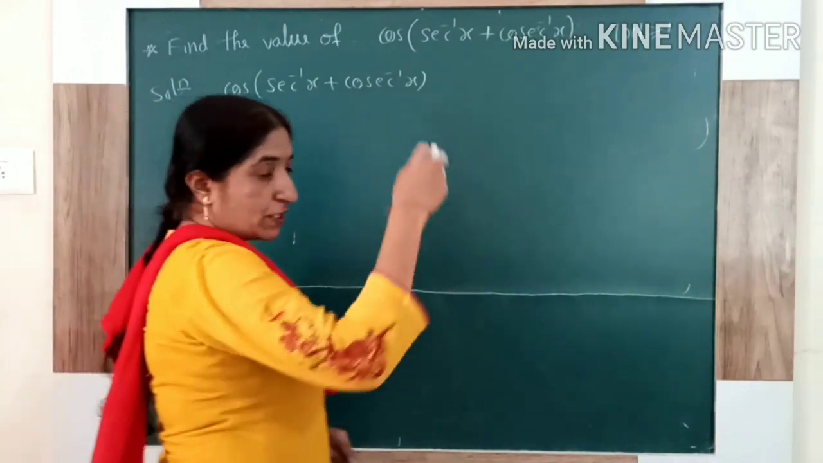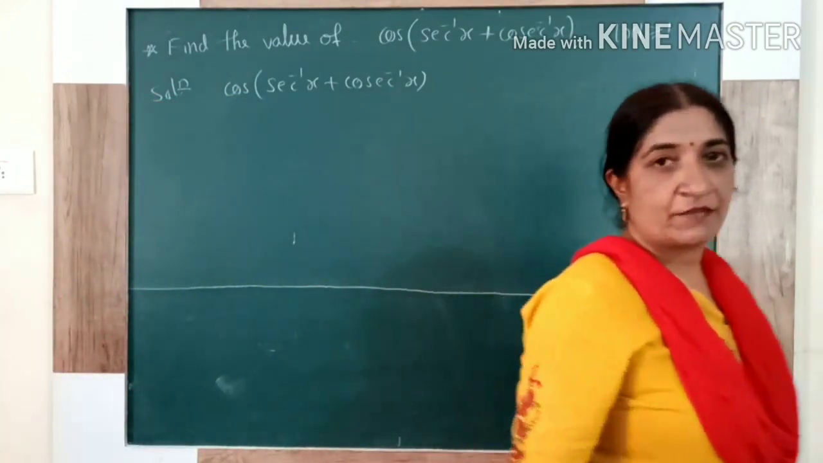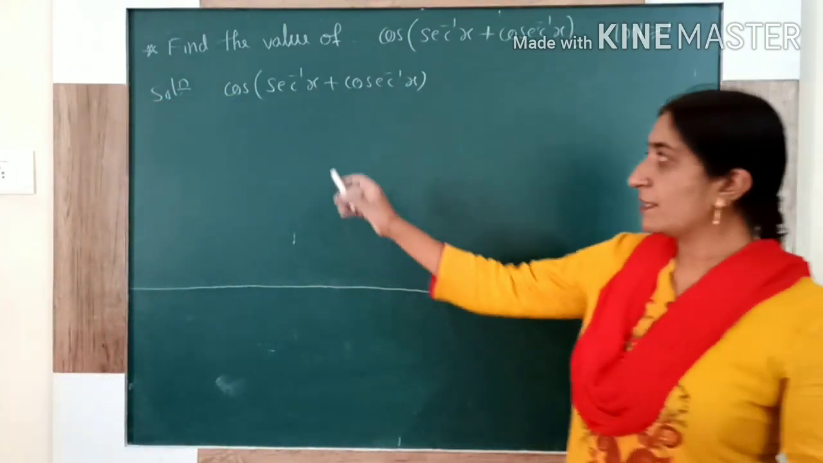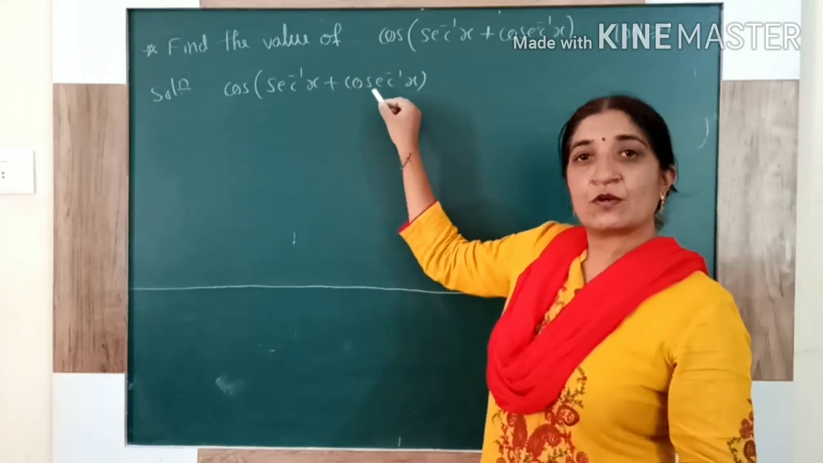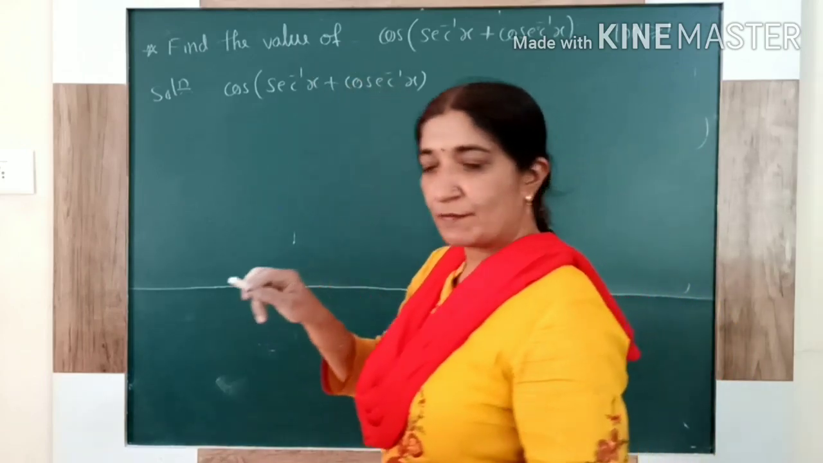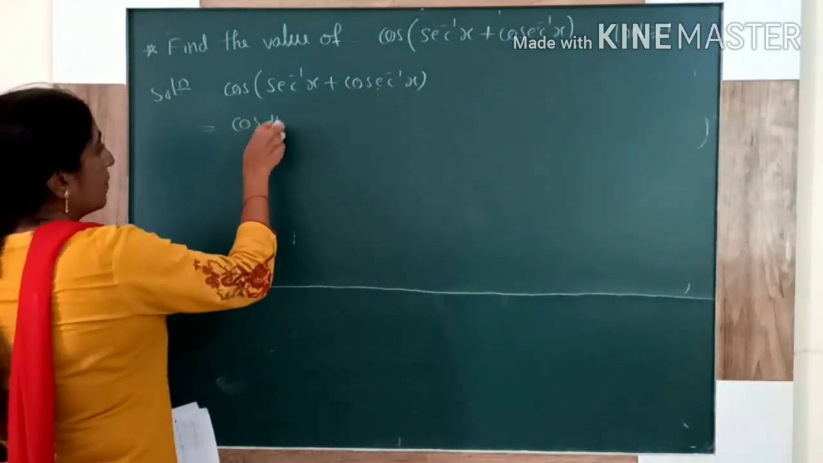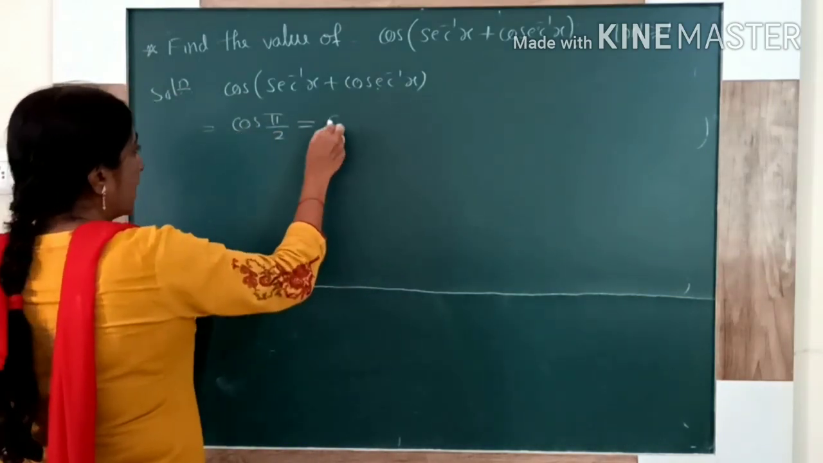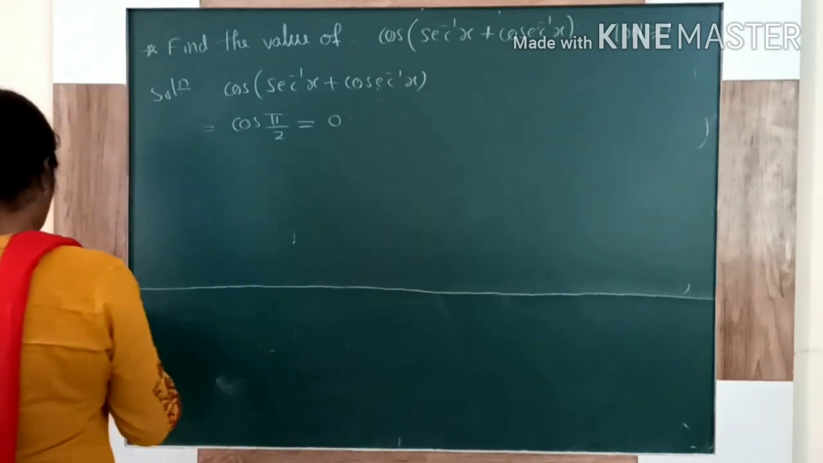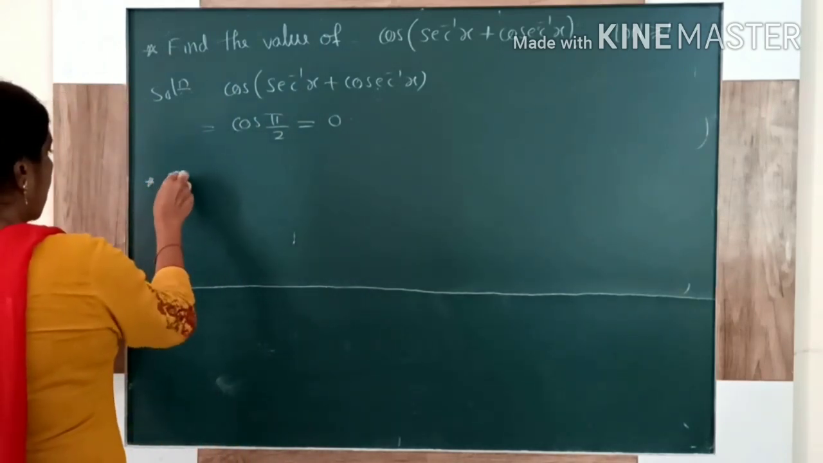In that formula list, I derived 17 formulas. Among those 17 formulas, one formula is sec inverse x plus cosec inverse x. This is a direct formula, and that value is nothing but pi by 2. What is cos pi by 2? Cos pi by 2 is 0. Next example.